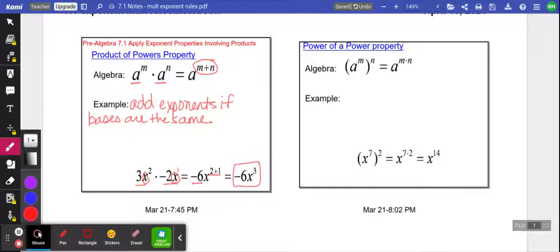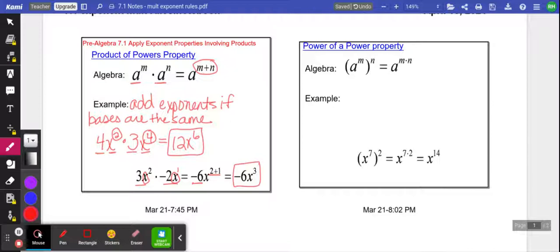If I had something like 4x squared times 3x to the fourth, same type of thing. It's multiplication. So we're going to do coefficients. 4 times 3 is 12. And then our bases for our exponents are the same. So x and x means I'm going to add 2 plus 4, which gives me x to the 6. And that would be your final answer there. Okay? So if it's multiplication, we add exponents.